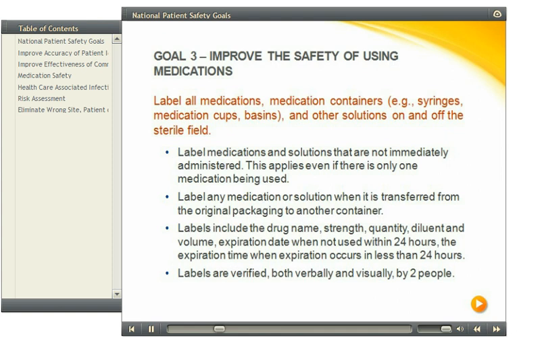Labels include the drug name, strength, quantity, diluent, and volume, expiration date when not used within 24 hours, the expiration time when expiration occurs in less than 24 hours. Labels are verified, both verbally and visually, by 2 people.